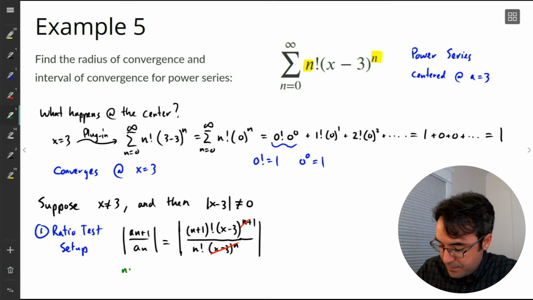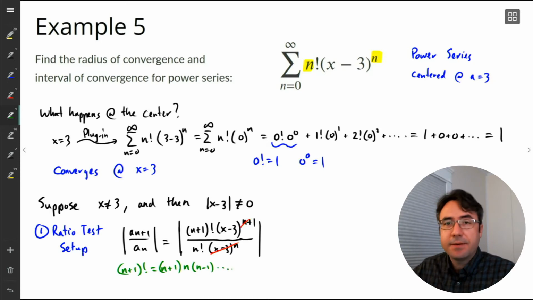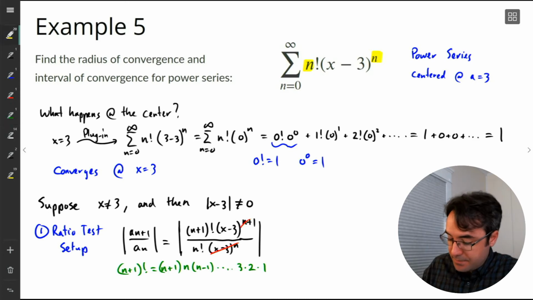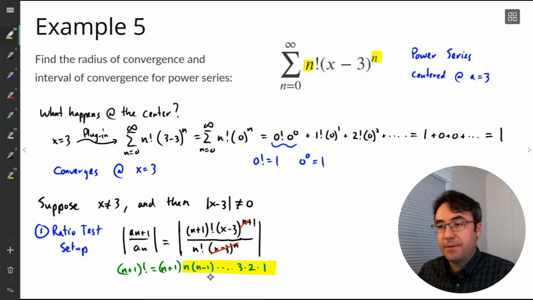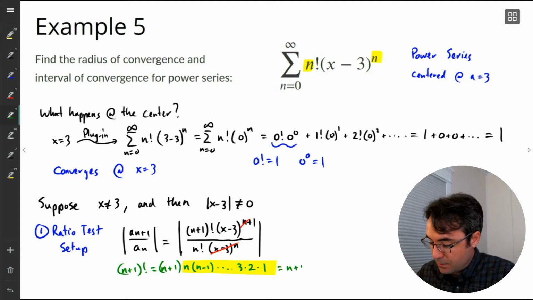It might be helpful to remember that n plus 1 factorial is equal to n plus 1 times n times n minus 1, and we just keep multiplying until we get down to 3 times 2 times 1. And hidden inside of here, that's n factorial: n times n minus 1, keep going down to 3 times 2 times 1. So we could think of this as n plus 1 times n factorial.